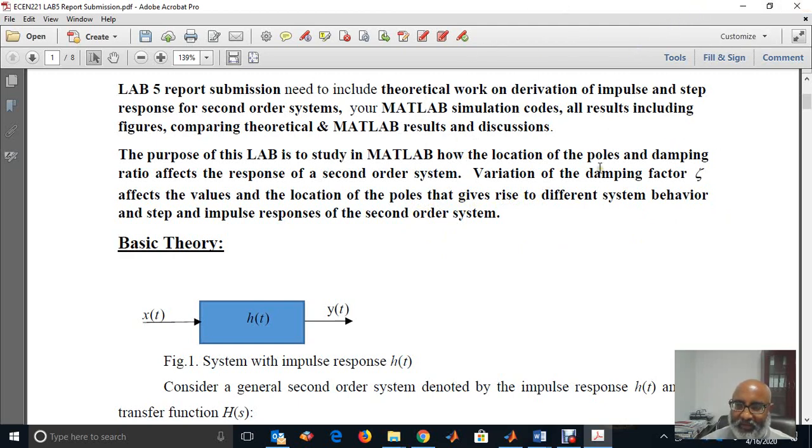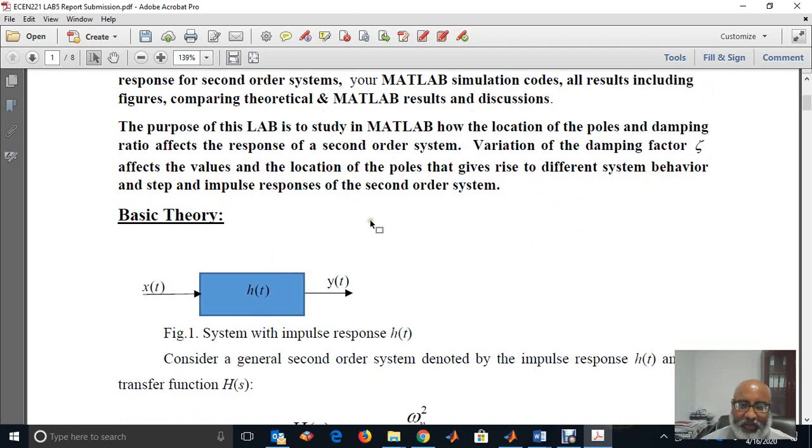Variation of the damping factor zeta affects the value and the location of the poles that give rise to different system behavior. And the step and impulse response of the second-order system depend on this factor zeta.